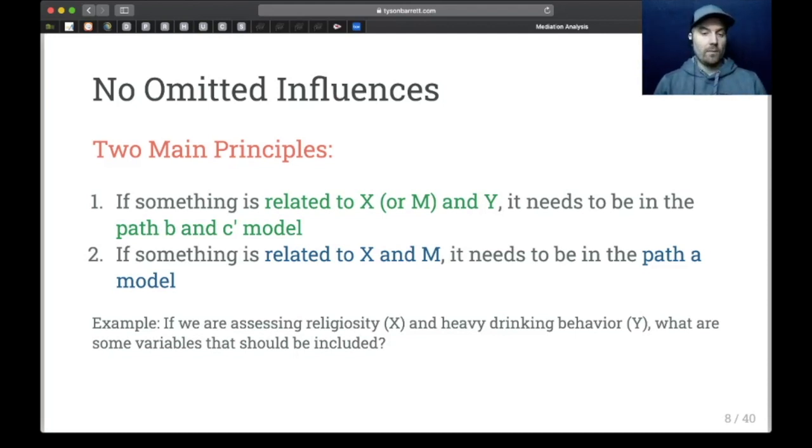For this example, some things you might have thought of could include, if we're looking at maybe adolescent or young adult religiosity and heavy drinking behavior, maybe we want to know what their parental religiosity is or their parental drinking behavior. Both of those could, in fact, cause both religiosity and heavy drinking behavior in a child or an adolescent or a young adult. And in this case, it would probably be the fork if we were talking about parent religiosity or parent drinking behavior. And so we'd want to include that in the model.